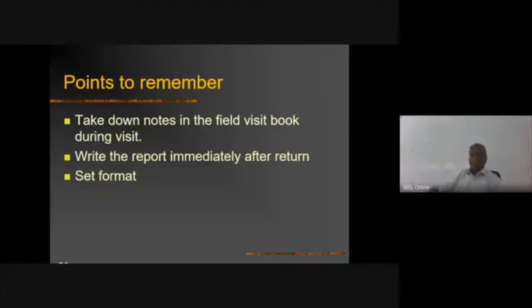And then your observations you give. And finally, you sign, and your other associates who have accompanied you get their signatures. So this way, you finish the inspection report. Set a format, you have a format.